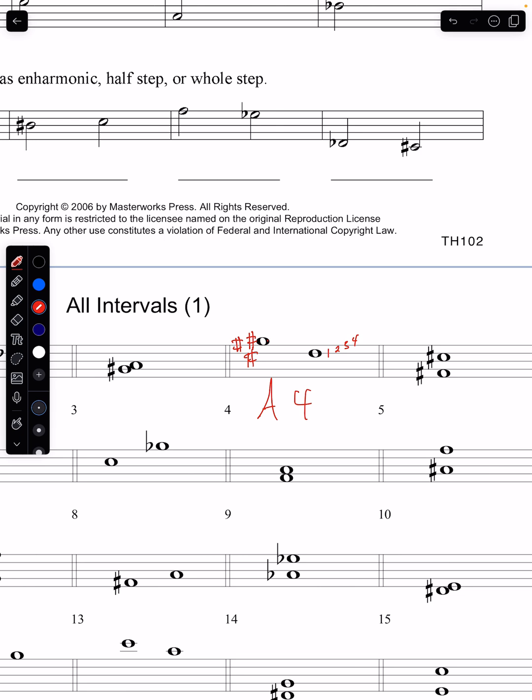The same thing would happen if we did the opposite, and instead of a sharp, we used a flat here. This is still going to be a fourth of some type, but now it's no longer a perfect fourth because it's a half step smaller than it should be.